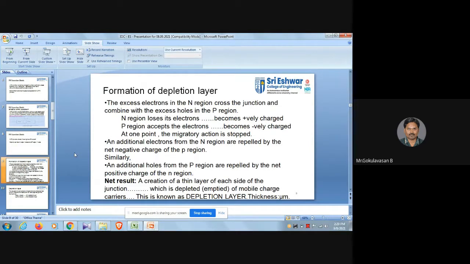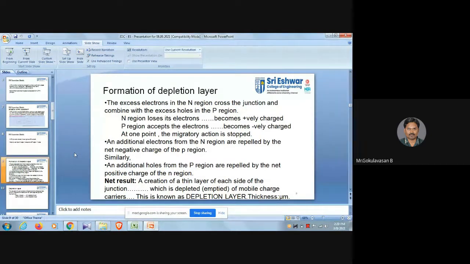How is a depletion layer getting formed? The excess electrons in the valence band in the N region cross the junction and combine with the excess holes that are present in the P region. Holes are positively charged, electrons are negatively charged. We know that already, right? At one point, the migratory action is stopped, and additional electrons from the N region are repelled back by the net negative charge of the P region. Similarly, additional holes from the P region are repelled by the net positive charge of the N region. The net result is the creation of a small layer on each side of the junction which is depleted, or emptied, of mobile charge carriers.